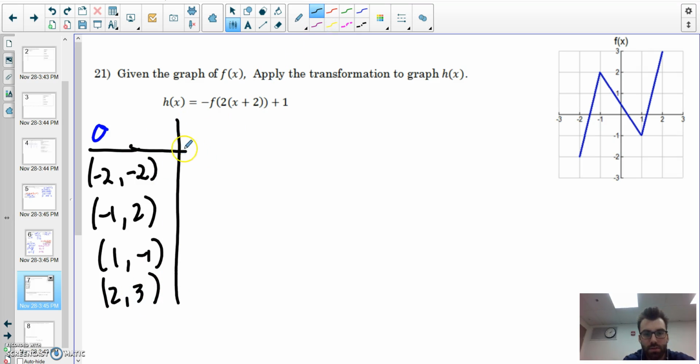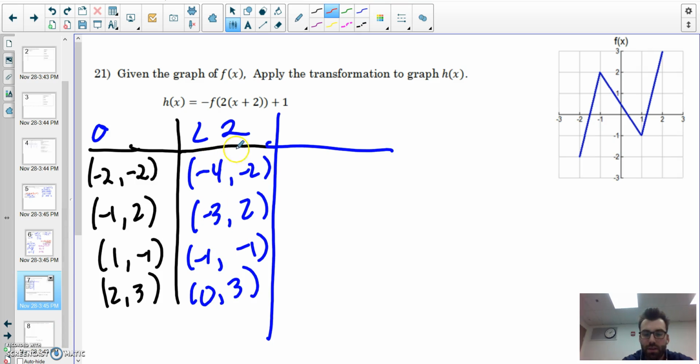Those are my original points. Remember, we work from the inside out. First thing I'm going to do is take care of this plus 2, so that's going to be left 2. So I'm going to subtract 2 from my x values. -2 minus 2 is -4, -2. All right, go ahead and do that.